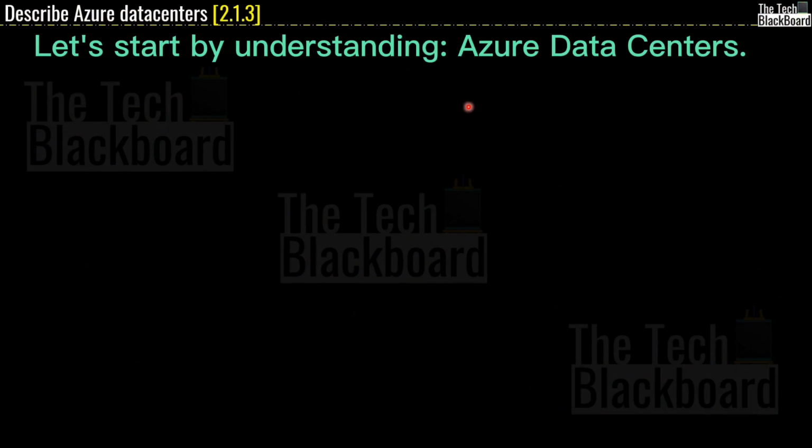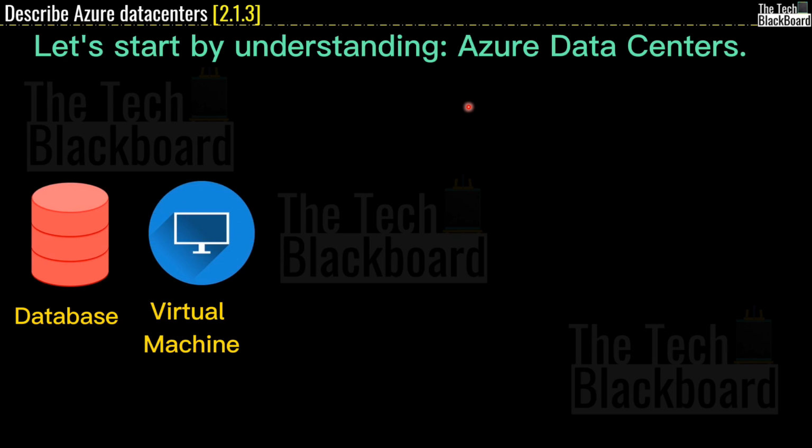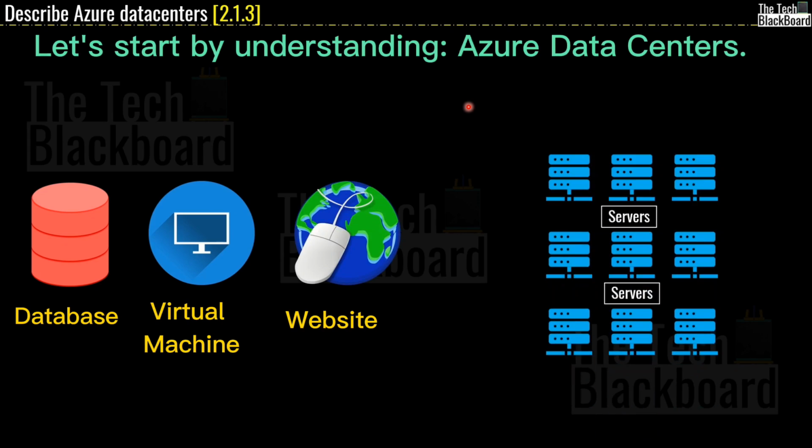Now there are so many services in Azure Cloud. So when you provision any service in Azure, for example, let's say that you provision a database or maybe a virtual machine, or it can also be a global website. Where are all these services hosted? The answer is servers. Actually, a lot of servers.